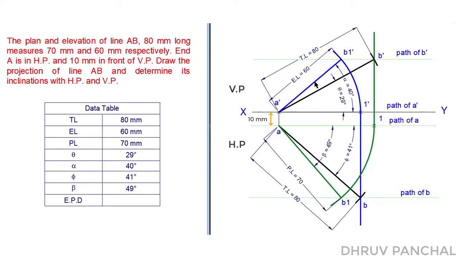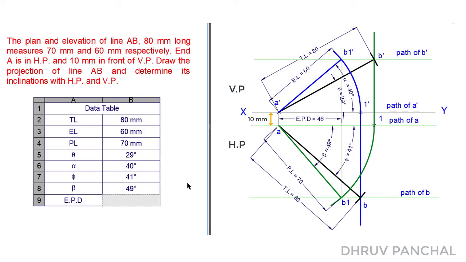With the help of a ruler scale, draw a vertical line passing through point B1' and B1. Now, measure the horizontal distance between line B1' and B1, which will come 46 millimeters. This distance is known as the end projector distance. Also, mention it in the data table as shown.